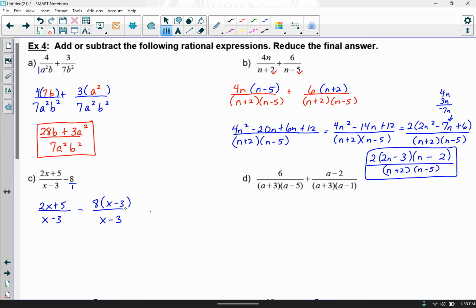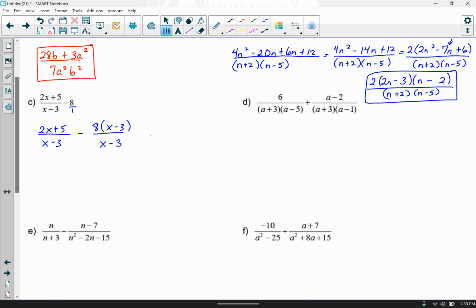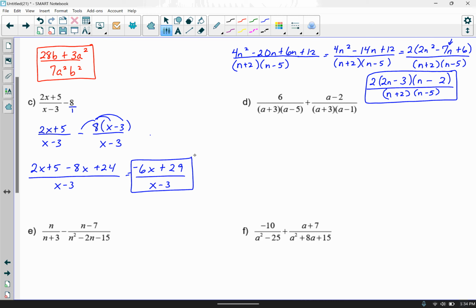Okay, so far so good. Let's move on down then. I need to treat this like a negative 8 that needs to be distributed into this parenthesis here. So I have 2x plus 5, and then negative 8 times x, so minus 8x, negative 8 times negative 3, positive 24 over x minus 3. Let's combine like terms. So 2 minus 8, a negative 6x plus 29 over x minus 3. And that cannot be factored any further, so that would be our final answer. Okay.